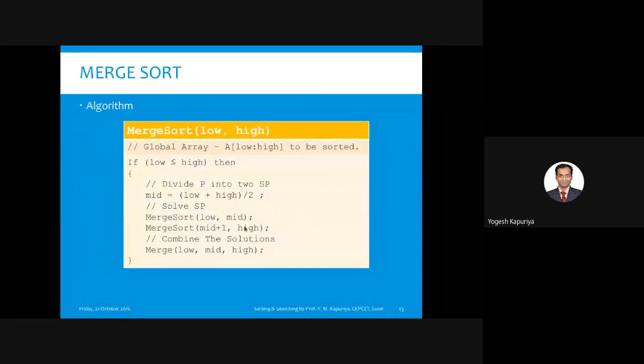So here there are two calls. The two will be further divided into 1 and 1, and that's it. But what will happen in this case? This function will again make a call for 1, 2, 3. Now 1, 2, 3 again comes here: 1 plus 3 by 2. 1 plus 3 is 4, 4 by 2 is 2. So again it makes a call between 1 to 2, and then 2 plus 1, 3, 2 to 3.